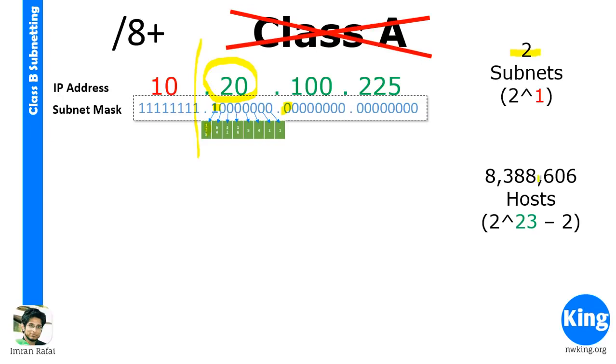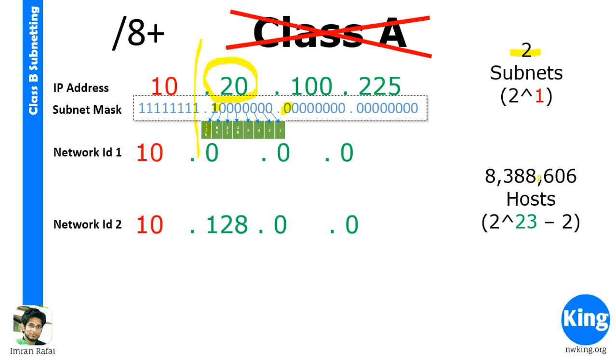Fine, let's get into this question. So what is the network ID of the first network? We know this very well by now. The first network makes everything 0, so it is 10.0.0.0. How do we get the next network ID? We add the place value of the last bit.